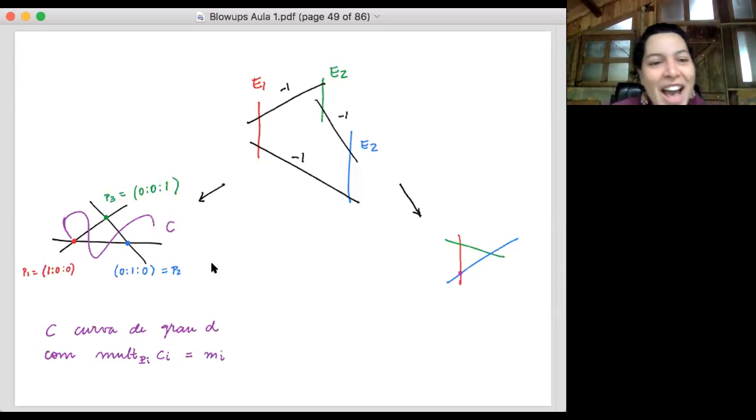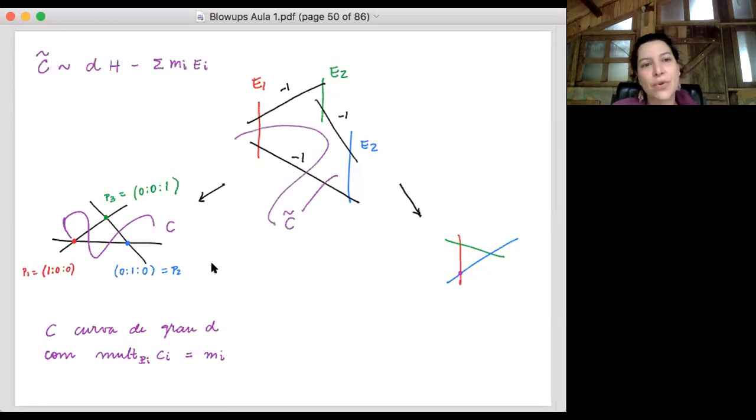And in general, if I take C, a curve of degree D with multiplicity Mi at the point Pi, then I will denote this strict transform C tilde. So this is a curve whose class in the Picard group is DH minus the sum of the MiEi. So this is the class in the Picard group of the strict transform C tilde.